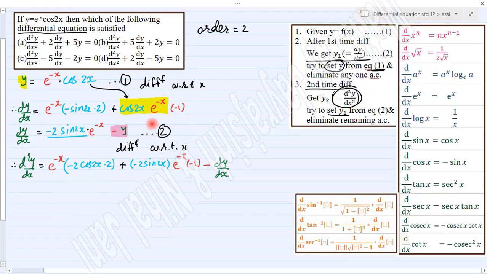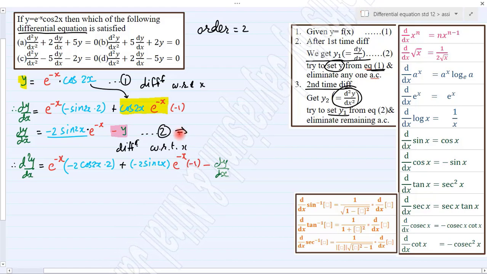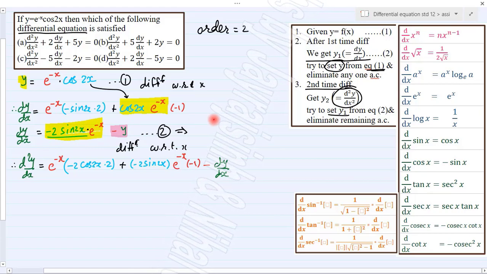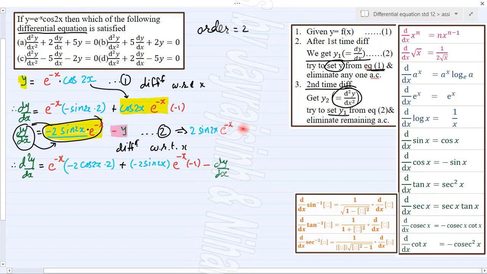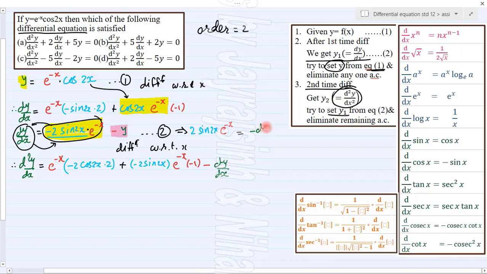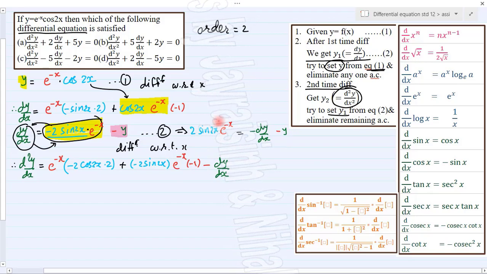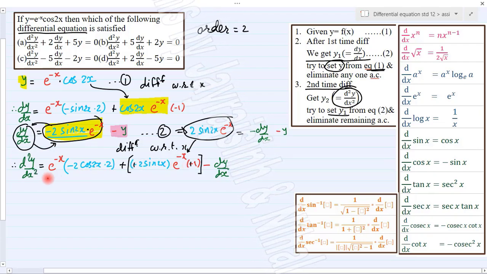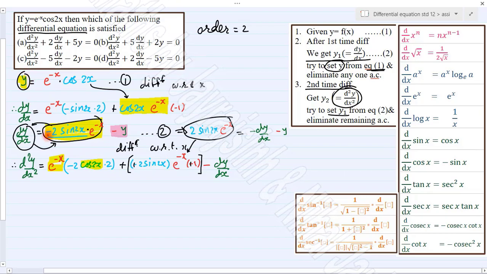Now we need to set y1 from second equation. From second equation we can make minus 2 sin 2x e raised to minus x the subject. So we'll get 2 sin 2x into e raised to minus x is equal to minus dy by dx minus y. So let's substitute its value in the second term. This minus minus become plus, and we also know that e raised to minus x into cos 2x is your y from equation number 1.